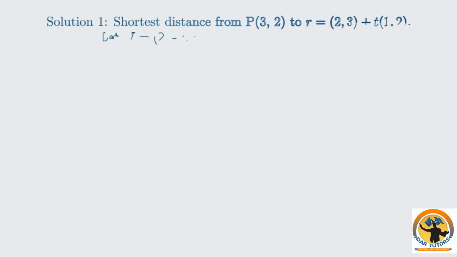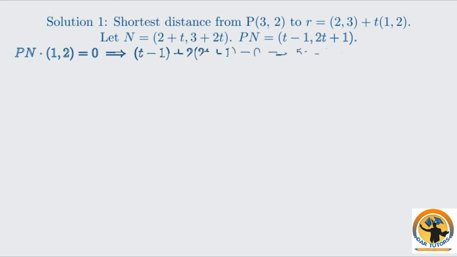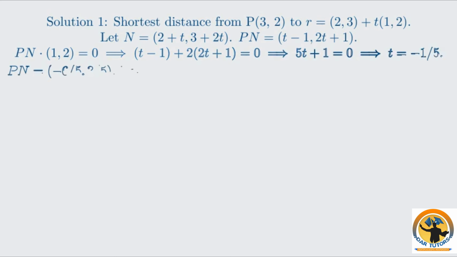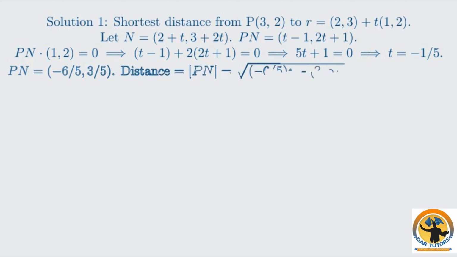For question 1, the shortest distance is the square root of 5 over 2. The solution involves setting up the vector PN, taking its dot product with the direction vector (1, 2), and solving for t. This gives t = -1/2. Substituting this back into PN gives the vector (-3/2, -1). The magnitude is the square root of 5 over 2.